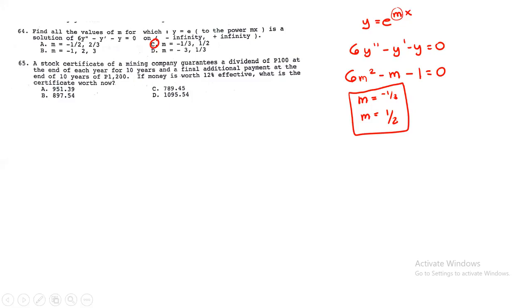So, next, 65. So, a stock certificate of a mining company guarantees a dividend of 100 at the end of each year for 10 years and a final additional payment at the end of 10 years of 1,200. If money is worth 12% effective, what is the certificate worth now? So itong tanong na to, bond value equation ang gagamitin natin dito. Basta sinabing stock certificate, ano yan, bond.